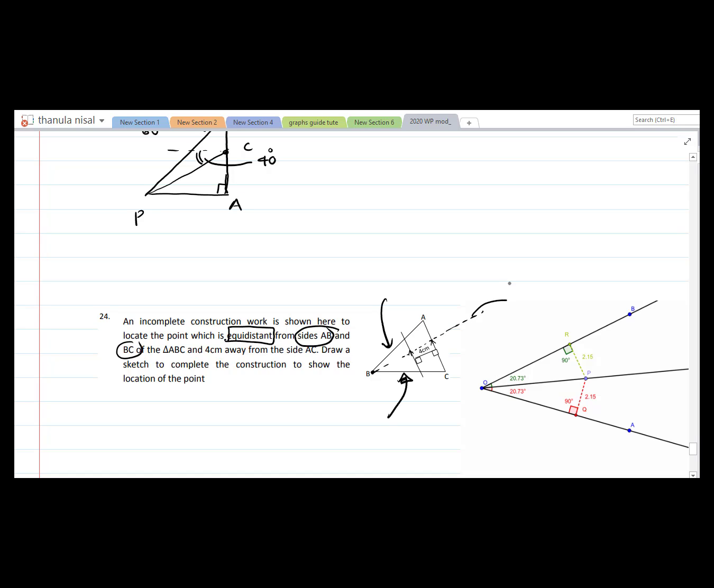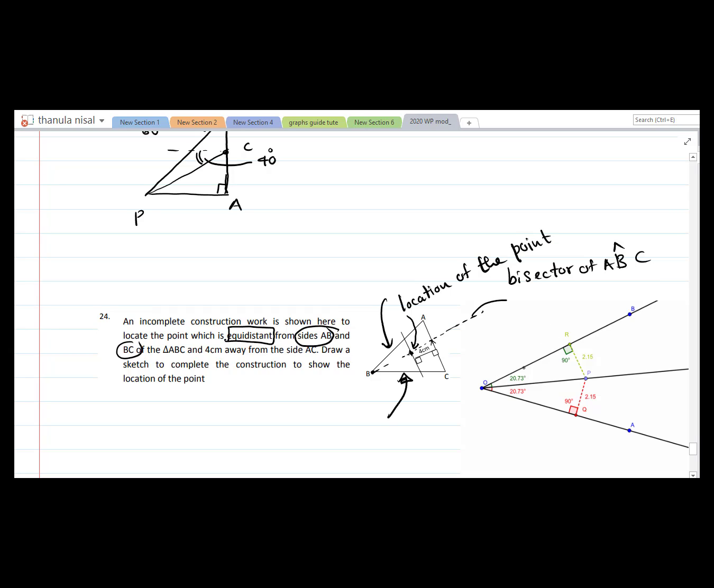Okay. Bisector of angle B or ABC. Then the common point of this angle bisector and this parallel line is the perfect place. They are asking for the location of the point, and it is this. Location of the point. Got it?